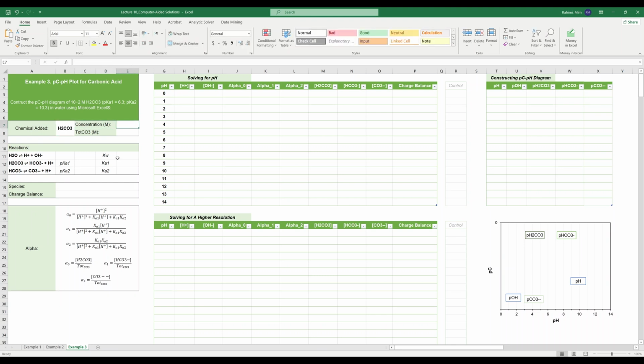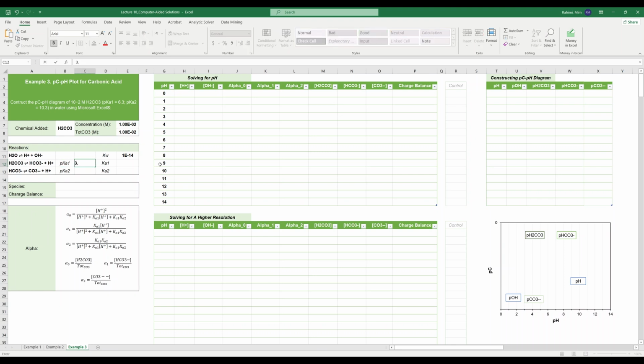And then the total concentration of the molecule was 10 to the minus 2. And the total CO3, or the total carbonate concentration, would be equal to the total concentration of carbonic acid. So this would be equal to the total concentration. Again, dealing with water, 10 to the minus 14. This time we are dealing with a diprotic acid, so we have pKa1.